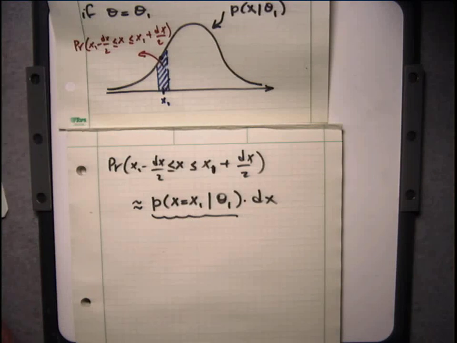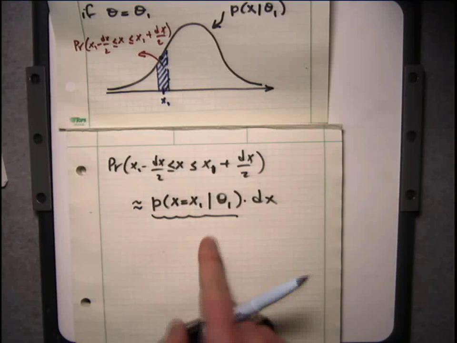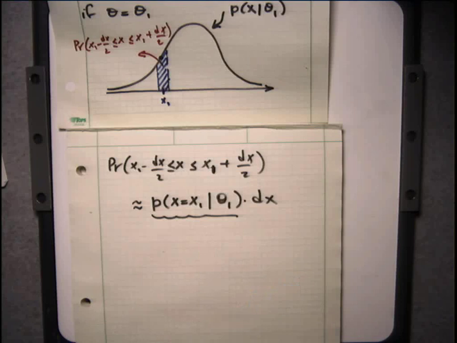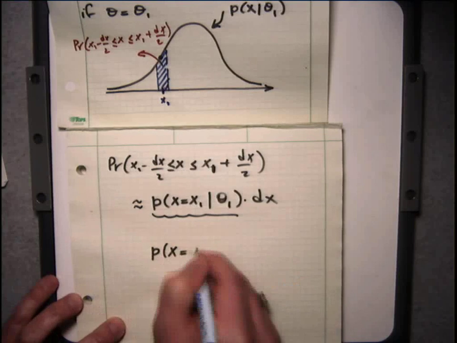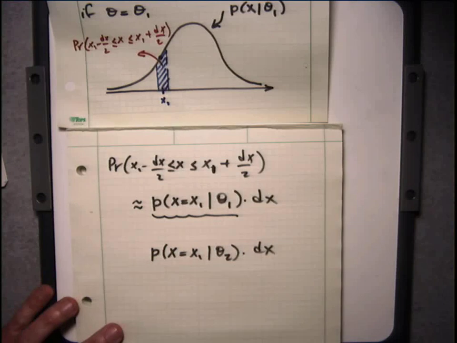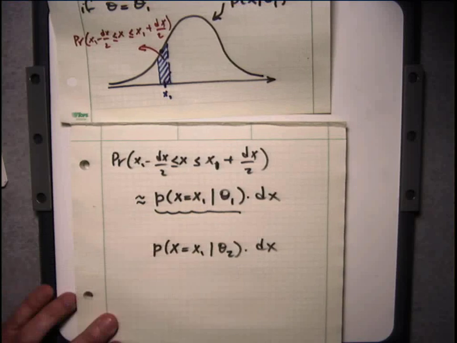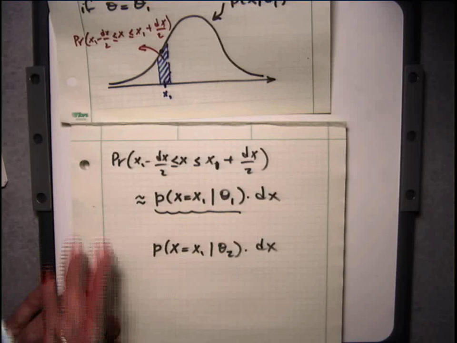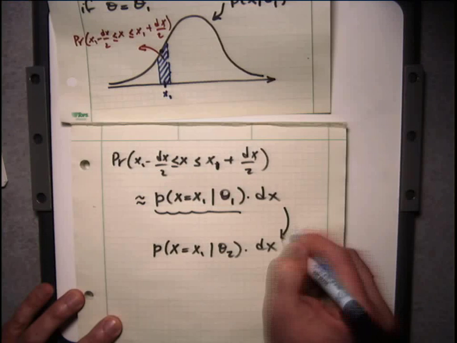Okay. So then we make the same argument for the other parameter. We ask, what is the probability that you would have measured x in this particular small interval if the other parameter was the true parameter, if theta 2 was the true parameter? Okay, what would that be? Well, that one would be PDF x equals x1 given theta 2 times dx, right? Same argument. And now how are you going to choose which one of these is the right one? Well, compare them, right? So whichever one is bigger wins. Okay? So you compare these.